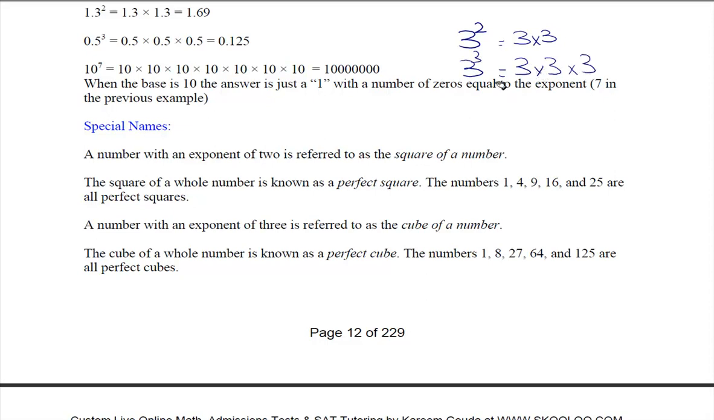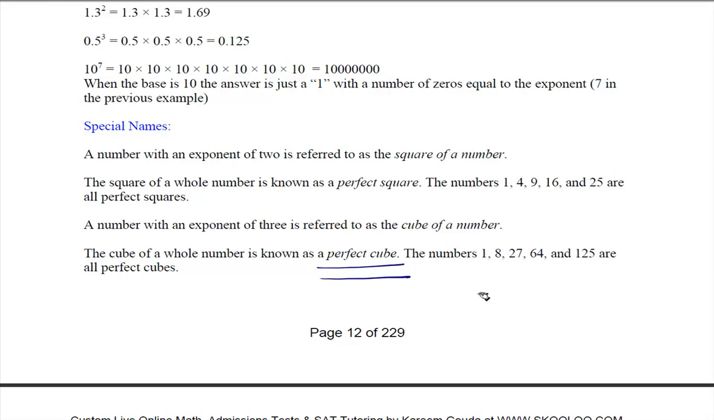Now, we have something called a perfect square, which is a number that equals a number squared. For example, 4 is a perfect square. Why? Because it equals something squared. It equals 2 squared. Is 6 a perfect square? No, because it doesn't equal anything squared. So 6 is not a perfect square. Is 9 a perfect square? Yes, it is, because it equals 3 squared. So any number that equals a number squared is called a perfect square.